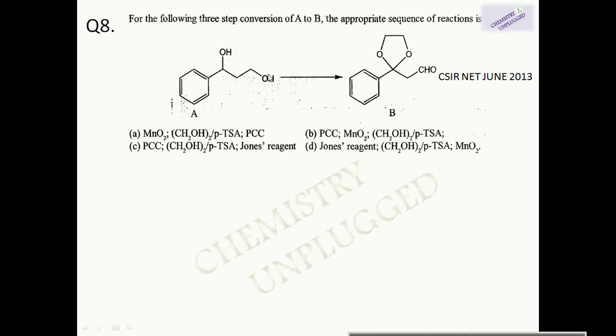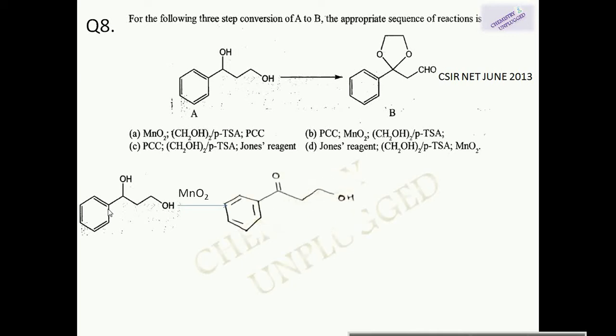If we first use PCC, it will convert this OH group into ketone and this into aldehyde, and then it may undergo oxidative cyclization. So this cannot be the product. So first we will use MnO2 because MnO2 selectively oxidize the benzylic or allylic OH groups. So in the first step we are using MnO2. It will convert this OH group into ketone. MnO2 does not attack on alkenes, alkynes and saturated alcohols. So it is appropriate for this step.